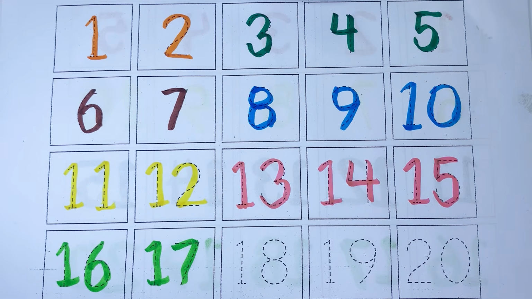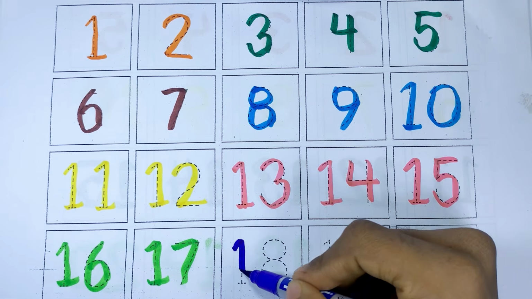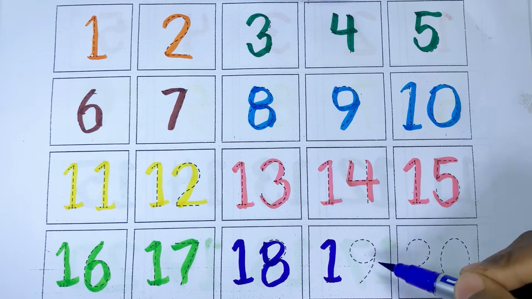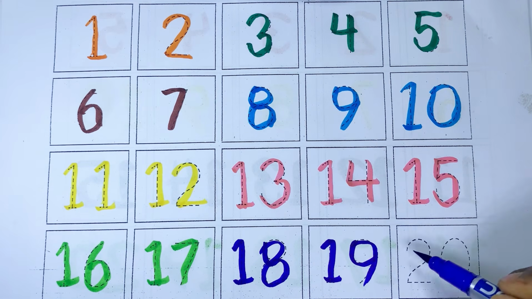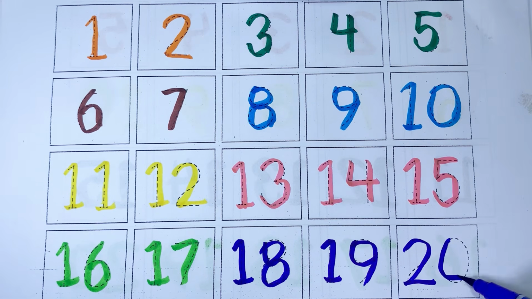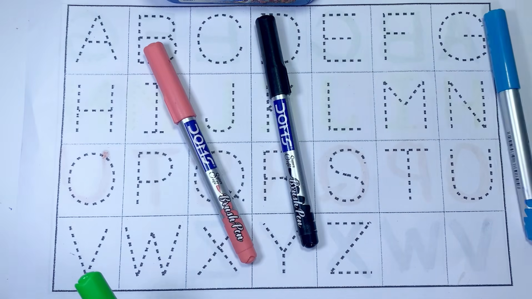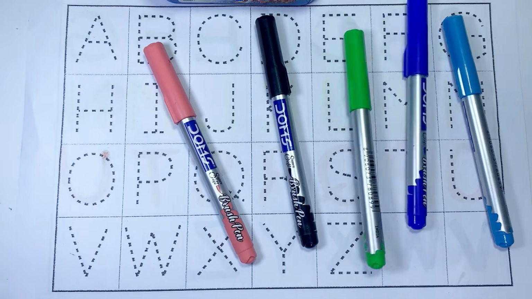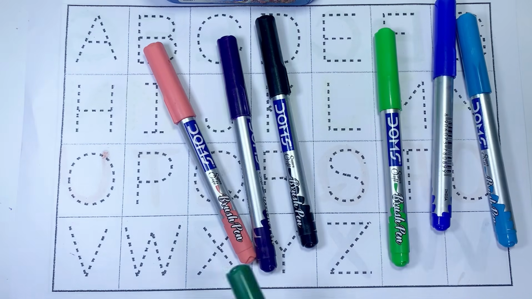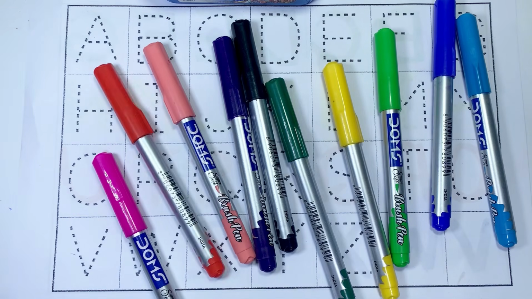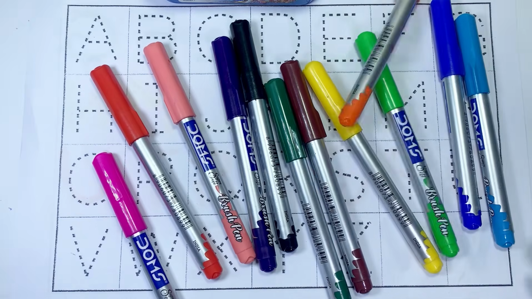Kids, now you draw 16, the numbers of 16, 17. Kids, now you draw 18, the numbers of 18, 19. And last we draw 20. Black color, light green color, sky blue color, light green color, purple color, dark green color, green color, yellow color, red color, brown color, and orange color.